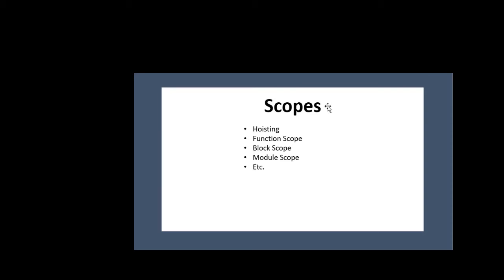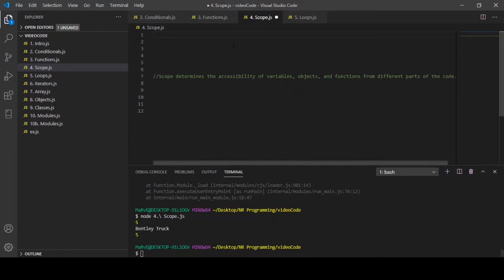Some of the things we're going to look at are hoisting in JavaScript, function scope, and block scope. We're going to look at module scope a little bit. So yeah, let's get right to it. Cool, so to start off with, we're going to look at JavaScript's default behavior of hoisting variables.